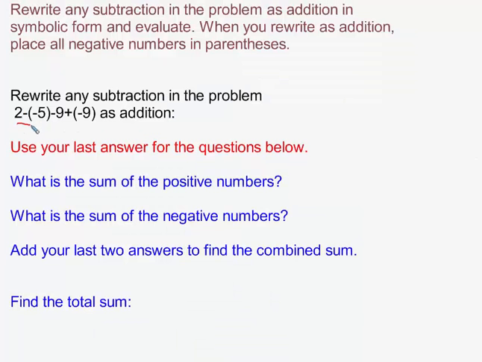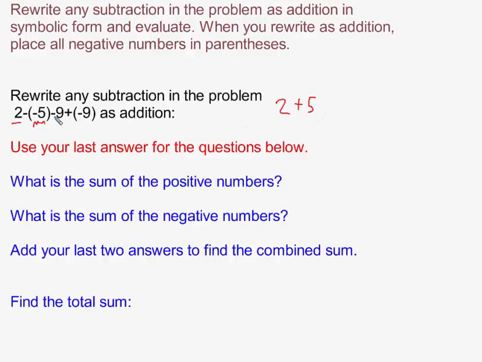So let's look at this arithmetic expression. I notice that there's subtraction right here and subtraction right here, and I need to rewrite those two subtraction operations as addition. So to do that, I'm going to copy the 2. I'll change the subtraction operation to addition, but when you do that, you need to change the sign on the number that you're subtracting. So it's a -5, I will change it to a +5.